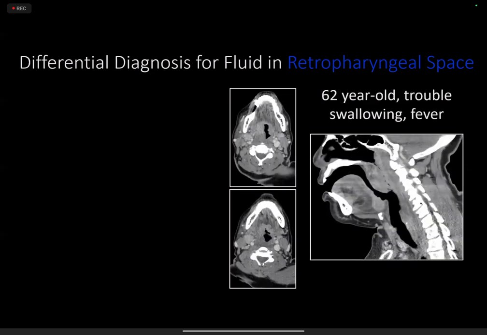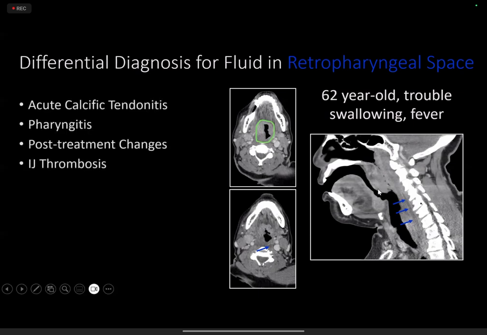All right, here's another patient with fluid in the retropharyngeal space. So there's a little bit of fluid right over here posteriorly. You can see on the sagittal image that there is indeed fluid within the retropharyngeal space. This patient also had trouble swallowing and fever. If you take a look closely, you can see that there's also a thickening of the pharyngeal mucosa right over here. The palatine and the lingual tonsils enhance, and this is a case of pharyngitis.